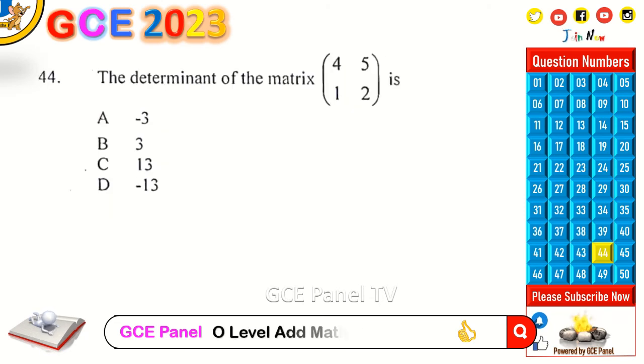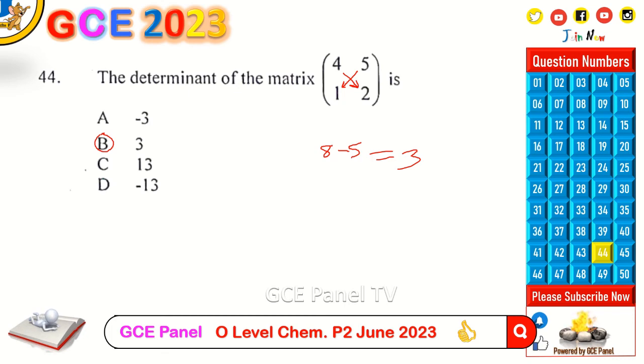Question 44. The determinant of the matrix 4, 5, 1, 2 is, determinant means the product of the leading diagonal. That is 4 times 2, 8. Minus product of the reverse diagonal, minus 5 times 1. So 8 minus 5 is going to give us 3. So the determinant is 3. B.